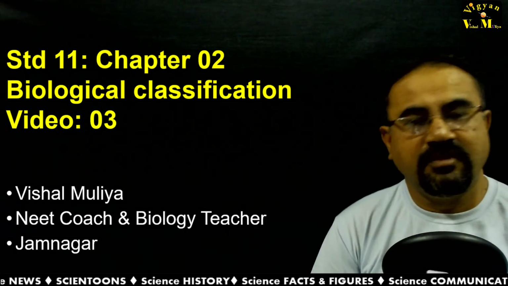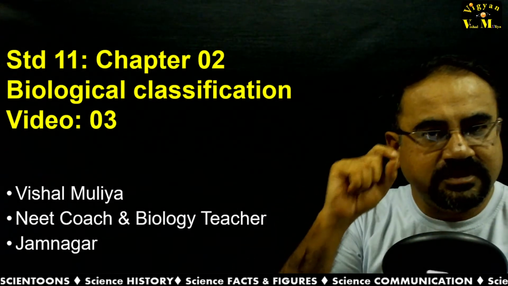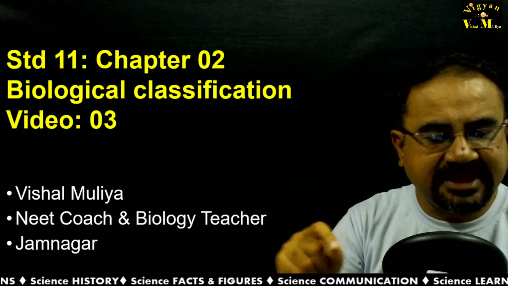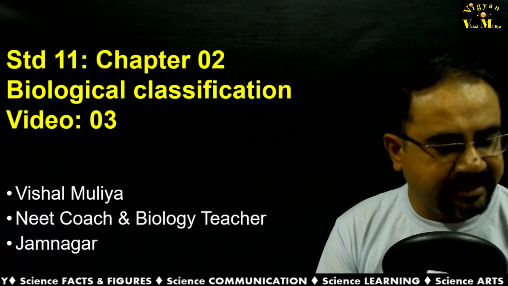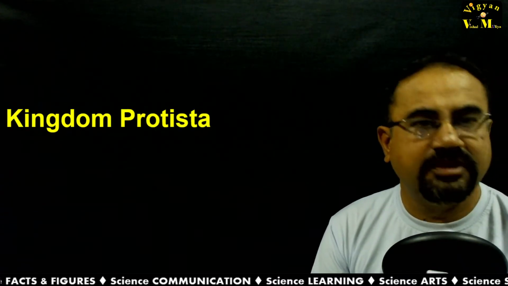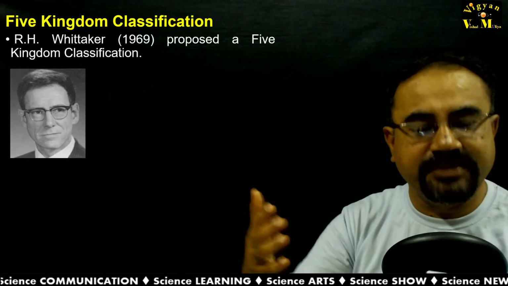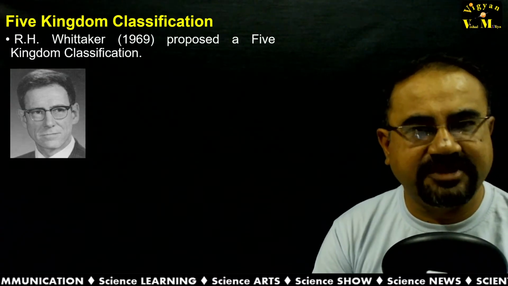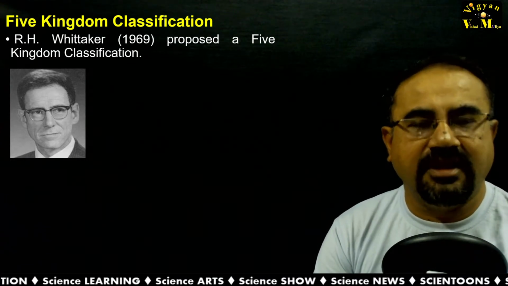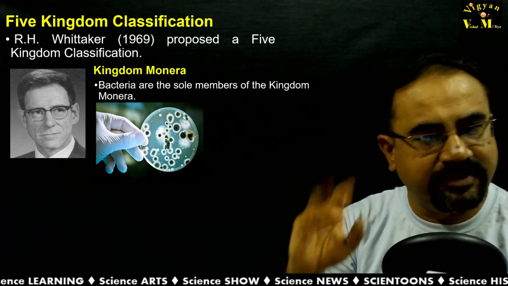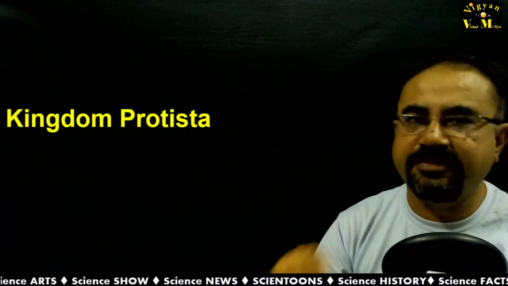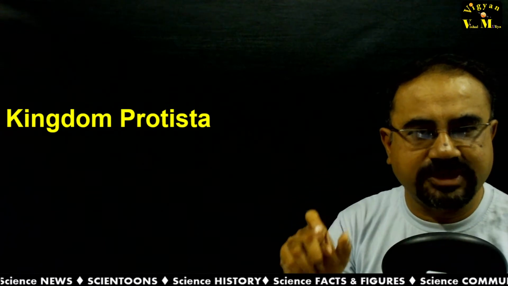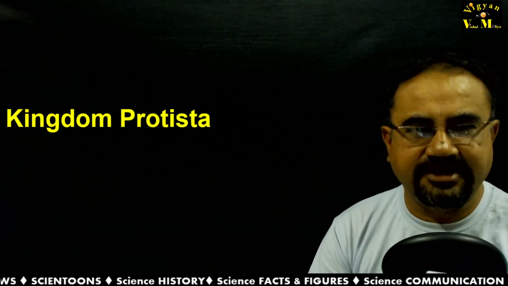Namaskar friends, welcome to the third video of the second chapter, Biological Classification, of standard 11 biology, and here we will go through the kingdom Protista of Whittaker. In the previous video we have already seen the classification system by Whittaker and about the Monera. That video already exists; if you have not seen it, you can go through it. In this video we will go through the kingdom Protista according to our 11th standard textbook.